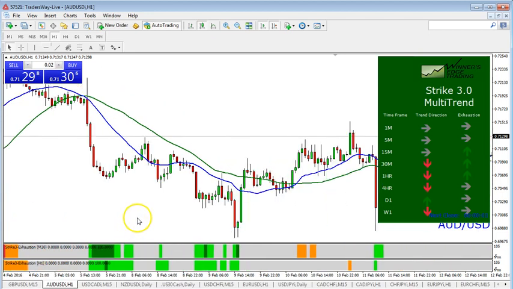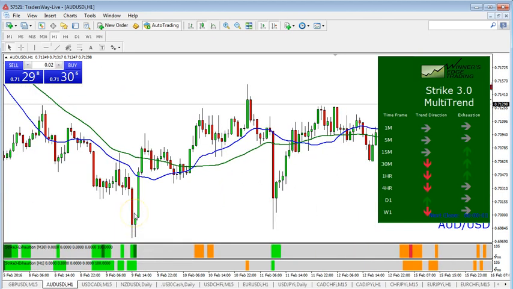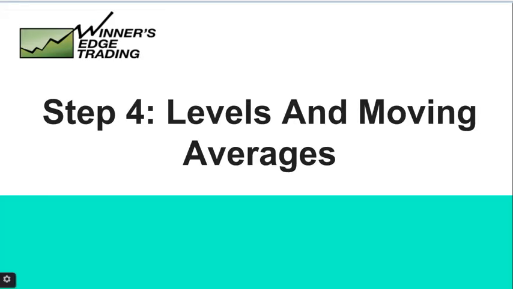That's all that terminology means, and we're going to go ahead and take a look at the other stuff of this template here right now. So let's go ahead and jump back to the slides. Alright, so the next thing we're going to take a look at is the levels and the moving averages.